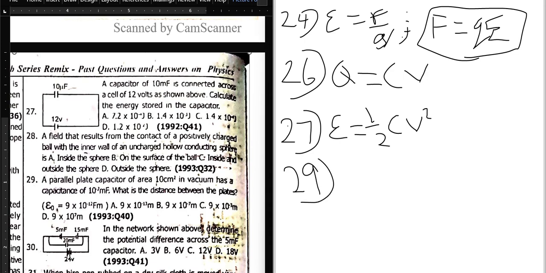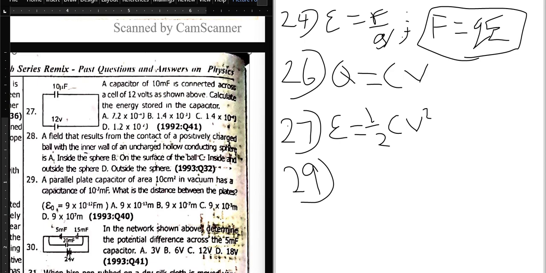29. 29 says the parallel plate capacitor of area 10 cm in a vacuum has a capacitance of 10 raised to the power minus 2 mF. What is the distance between the plates? So what we're looking for is D.